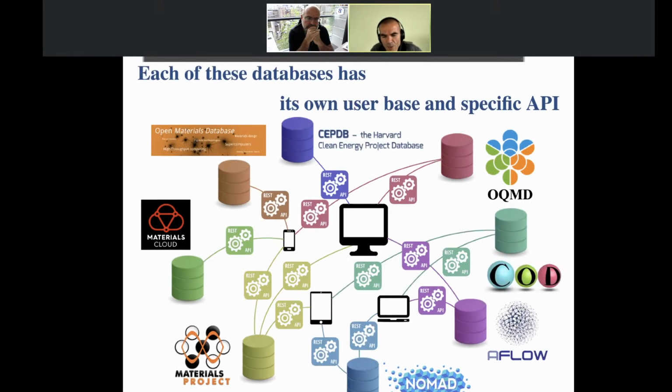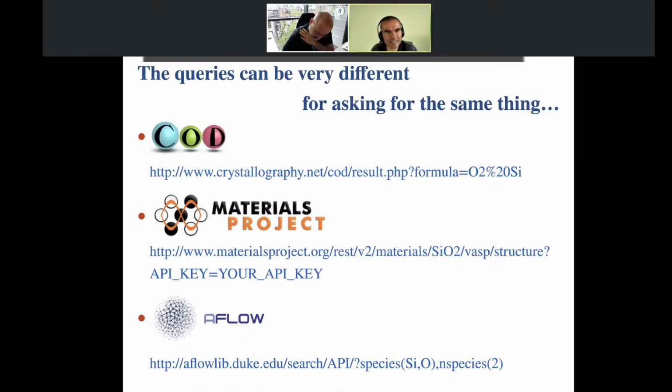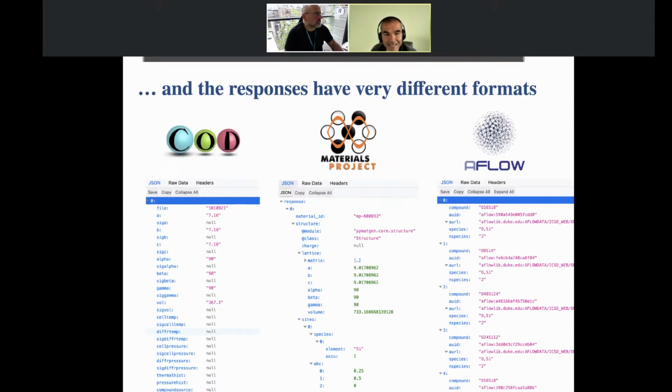And one of the problems is that the API that you have to use for each of these databases is different. Typically, if you want to query for SiO2 in COD, the Materials Project, or AFlow, the query that you have to write, so typically that's a URL, this URL is completely different from one database to another. And so if you want to interrogate all those databases to do some machine learning, that's a nightmare for you because you have to learn all of that. And not only the query is different, but the response of the database is very different also.